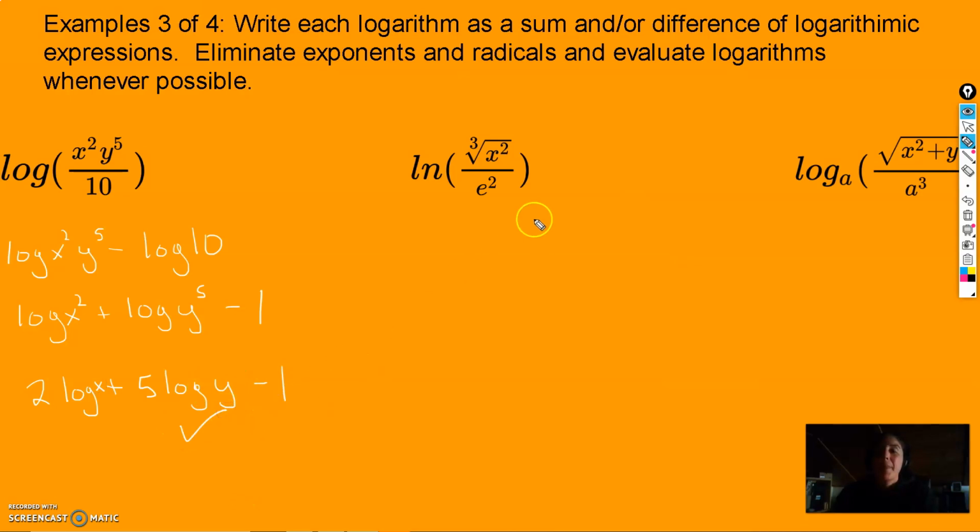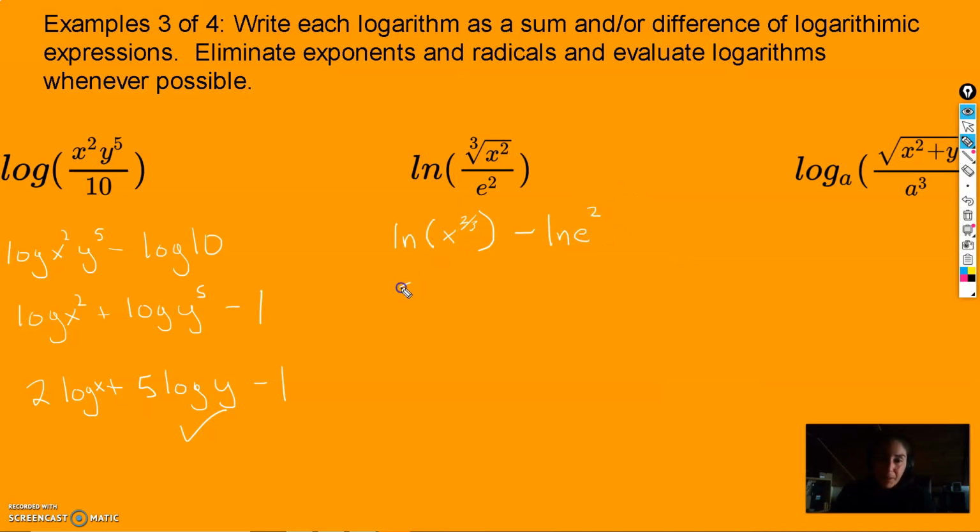That one's done. Okay, we're going to do the same thing here with ln and e. So we're going to split this first. Again, quotients split into differences, and then I'm also going to change the radical to a fractional exponent. So the cube root of something squared is just the 2/3 power, minus ln of e squared.